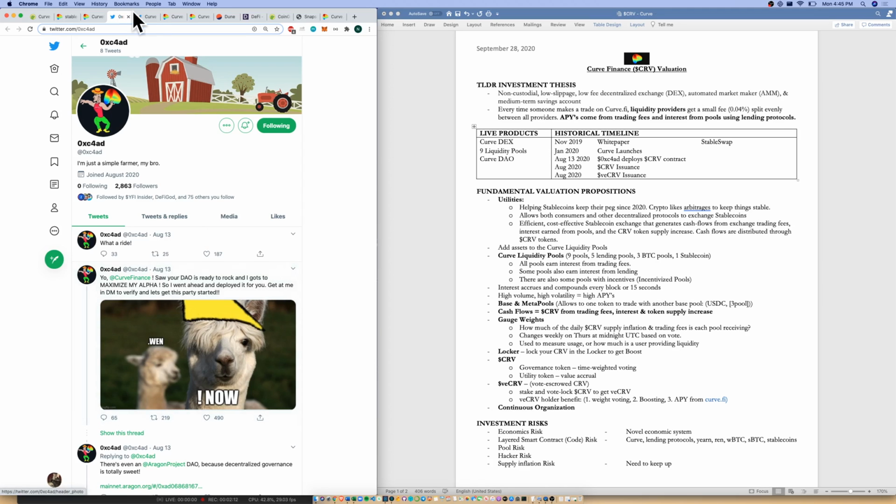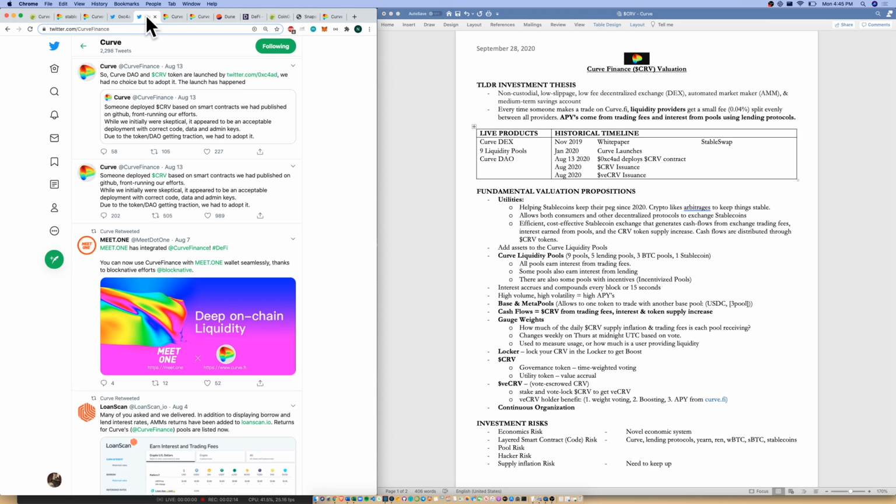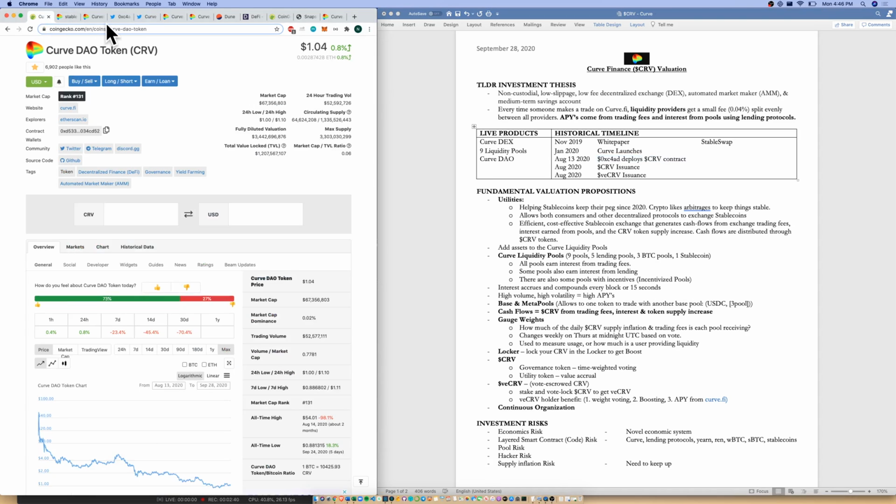So he actually deployed the smart contract, which was open sourced, before CRV did. CRV was obviously planning this for probably months and months. So they replied and said, "Someone deployed CRV based on smart contracts we had published on GitHub, front running our efforts. While we initially were skeptical, it appeared to be acceptable. Deployment was correct with correct code, data, and admin keys. Due to the token DAO getting traction, we had to adopt it." So this was a big deal when 0xChad, probably Deegan of the Year, deployed this contract. So that happened in August.